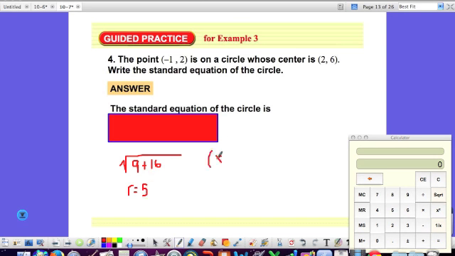So x, the center, minus 2 squared, plus y minus the y value for the center, 6, squared, equals the radius squared, which was 25.